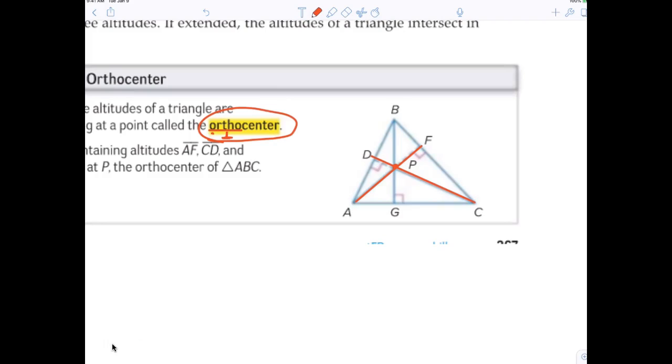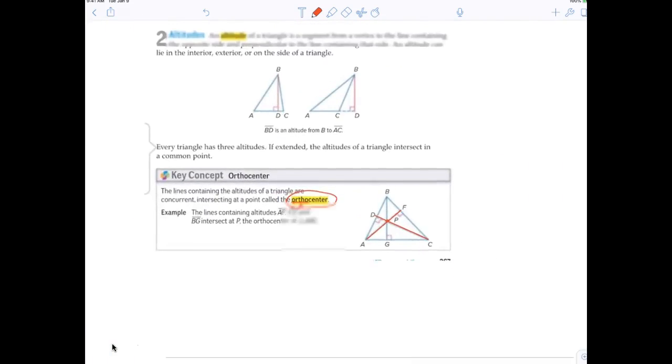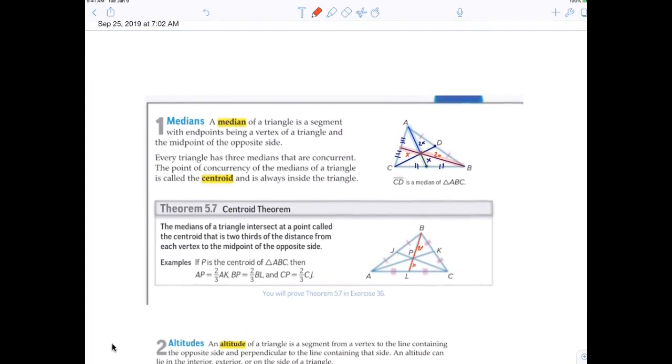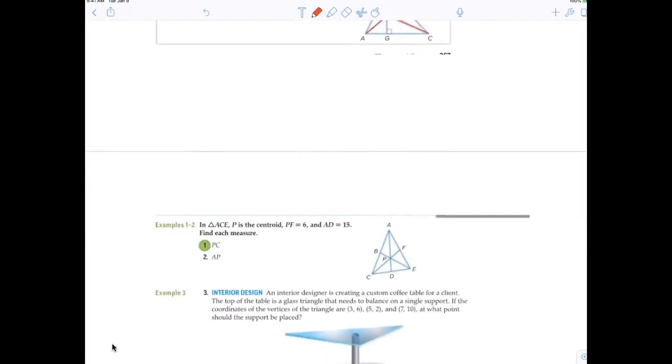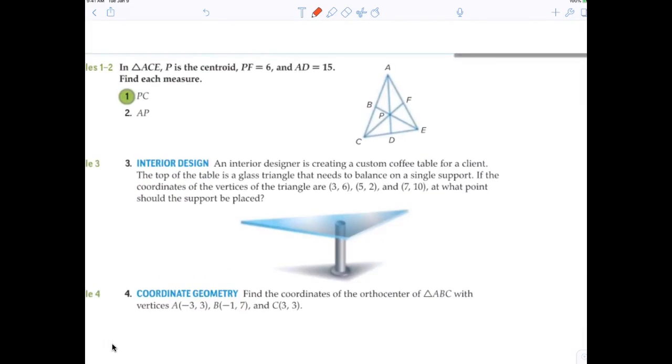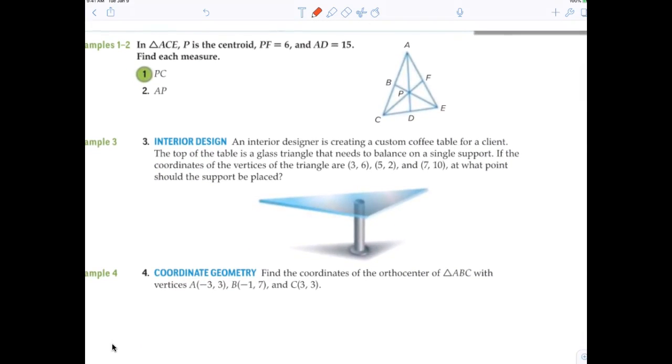The same process can be done with the centroid. But there's a shortcut to find the centroid, and we'll talk about that. But let's go down now, and let me demonstrate how simple the problems are today.